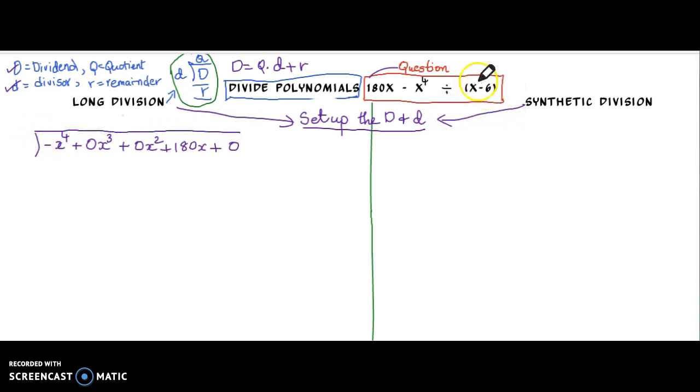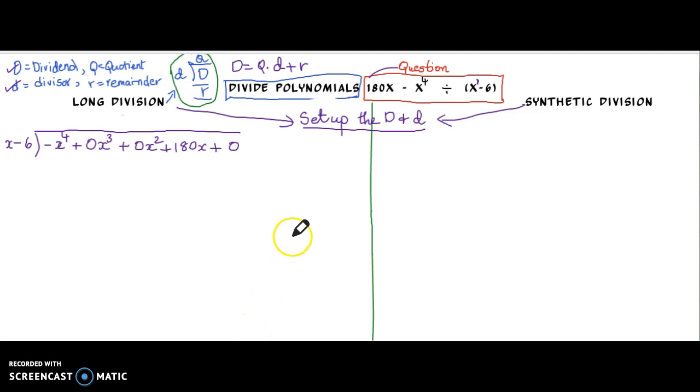If the highest degree for this divisor is 1, after 1, when you count in descending order, the next number is 0. The degree here is 0, x to the 0th power, right? So that's a constant term. So we don't have to set up the divisor because it's already set up correctly. So we can just write x minus 6 over here.